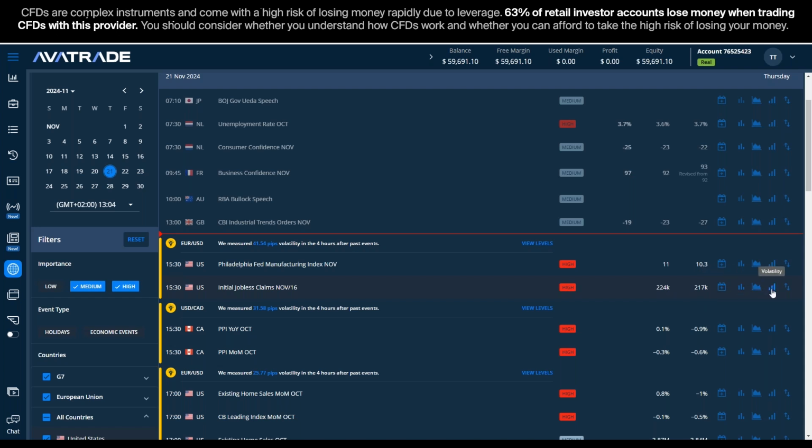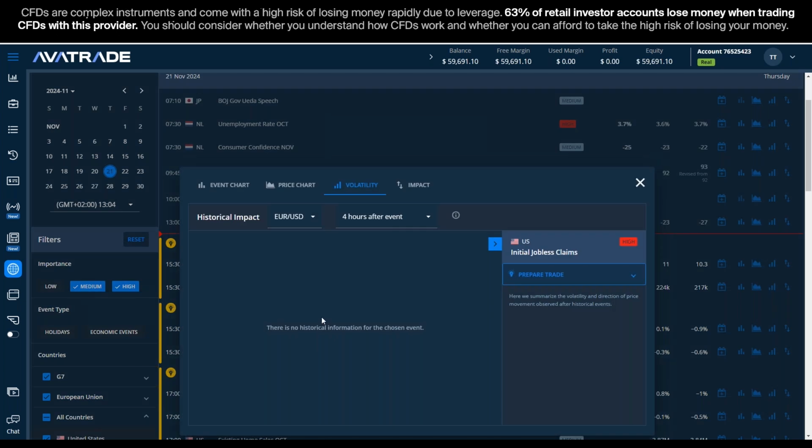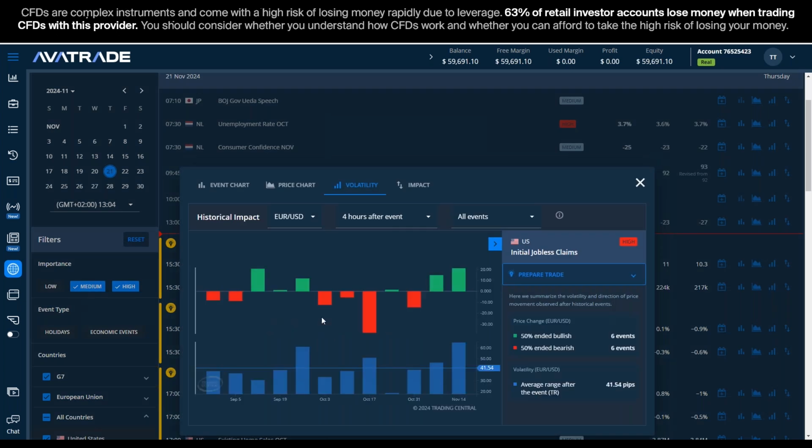If we click on the volatility tool, we can take a look at the last announcements, the last numbers that came in for this announcement, on the charts. And what kind of movement did we get on different currency pairings for different time frames after those announcements came in. All of these are past dates that the initial jobless claims numbers came in.